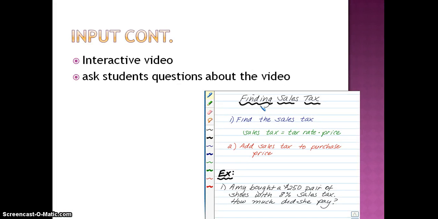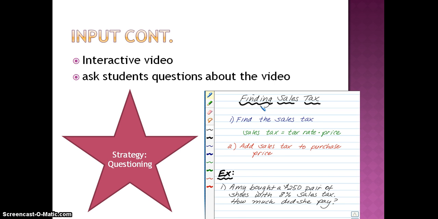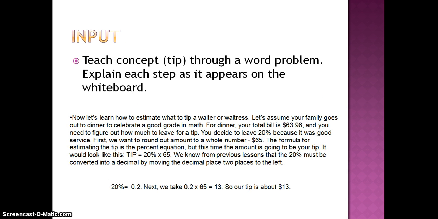Next, I would show an interactive video that reinforced the concepts of finding sales tax. After the video, I would ask students questions about it so that the concepts and skills were reinforced. This video would give students another mode of presentation. The next part of the input is to teach the concept of finding tips through a word problem. Again, I would explain each step as it would appear on the whiteboard in the example.